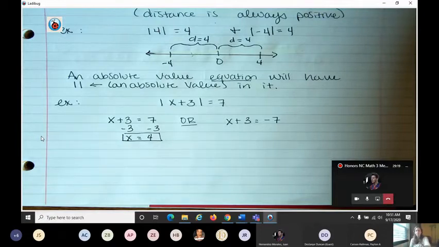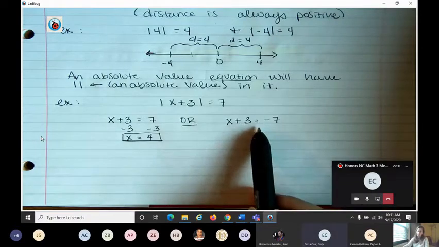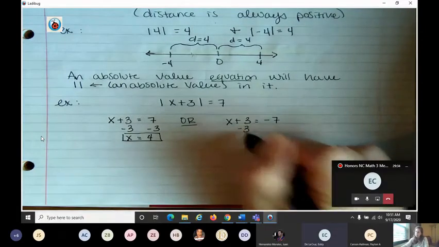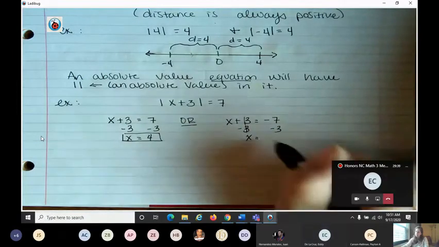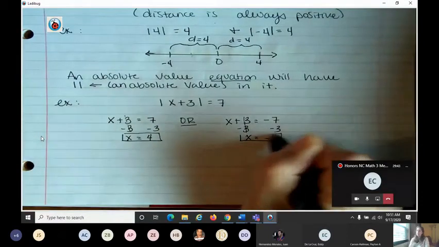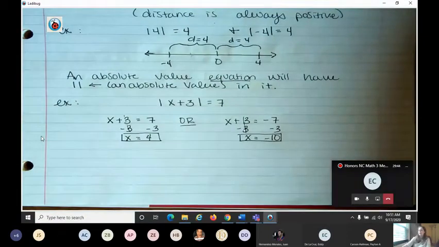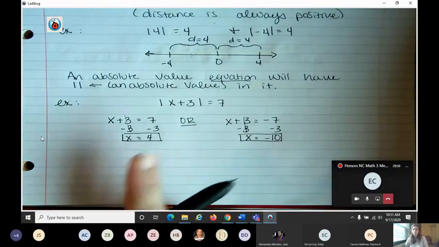Eddie, are you there? Yes. So how am I going to solve this equation? You subtract 3. Good. So I'm going to subtract 3 from both sides. And what do I get? Negative 10. Perfect. Thank you. So I have two possible solutions here. I could have that x is negative 10. I also could have that x is 4.